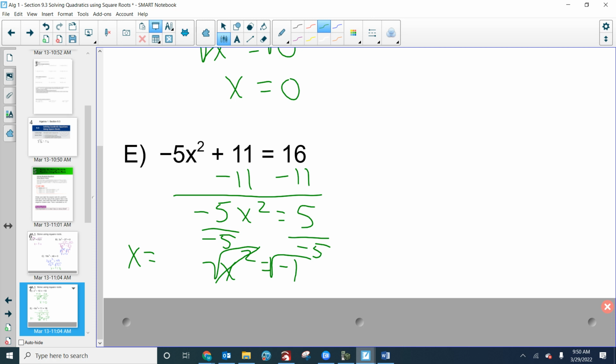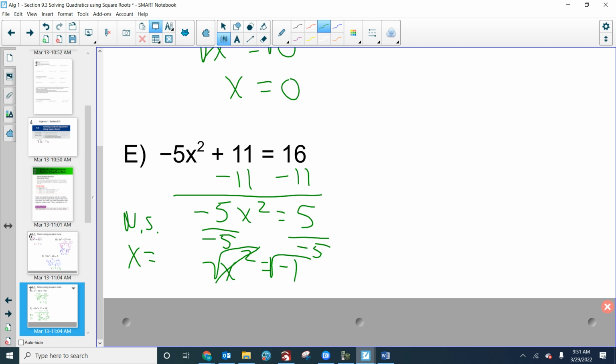Guys, remember we talked about this. We can't get a square root of a negative number. Okay, so there's no solution. All right, guys, this is no solution. So we've had 2 answers, 1 answer, and no solution.